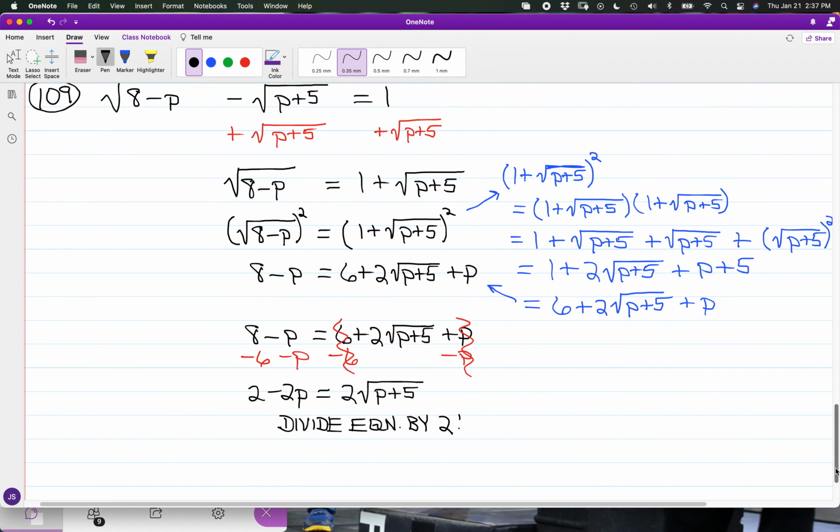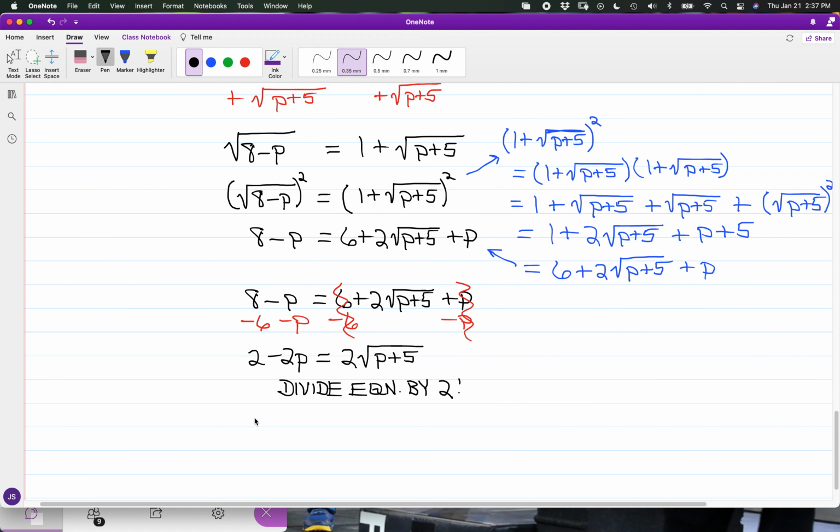Okay, so if I divide the equation by 2, the left hand side of the equation is going to be 1 minus p. Right hand side is going to be the square root of p plus 5. Now with the square root of p plus 5 by itself, again, we have the next phase, we're looking at squaring both sides.